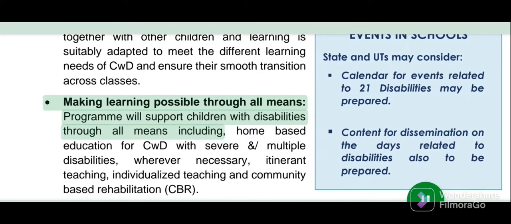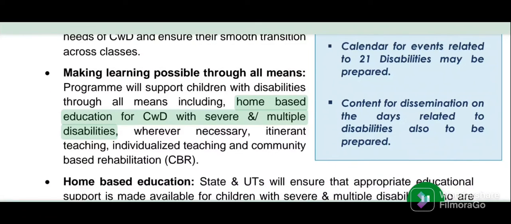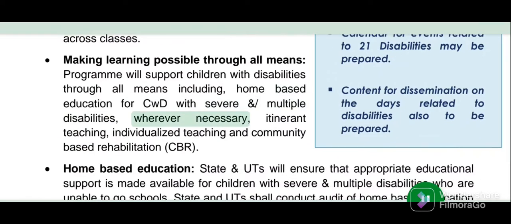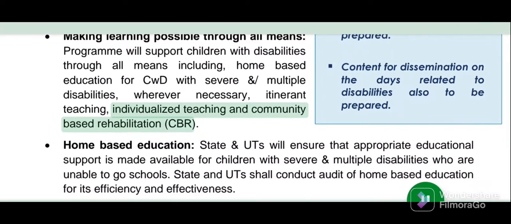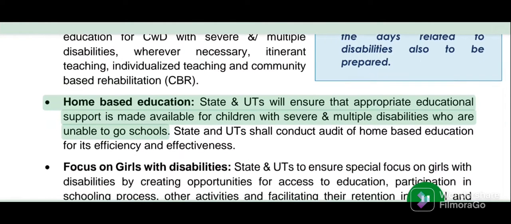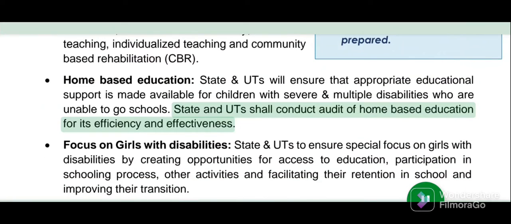Making learning possible through all means. Program will support children with disabilities through all means including home-based education for CWD with severe and multiple disabilities, wherever necessary, itinerant teaching, individualized teaching and community-based rehabilitation, CBR. Home-based education. State and UTs will ensure that appropriate educational support is made available for children with severe and multiple disabilities who are unable to go to schools. State and UTs shall conduct audit of home-based education for its efficiency and effectiveness.